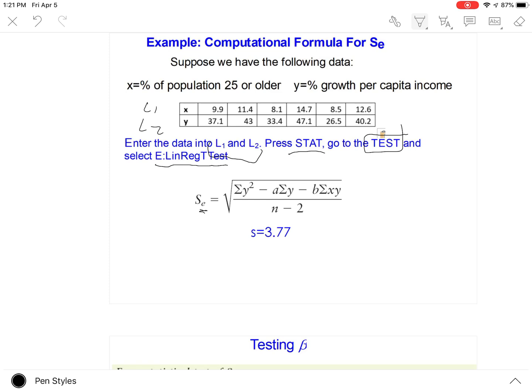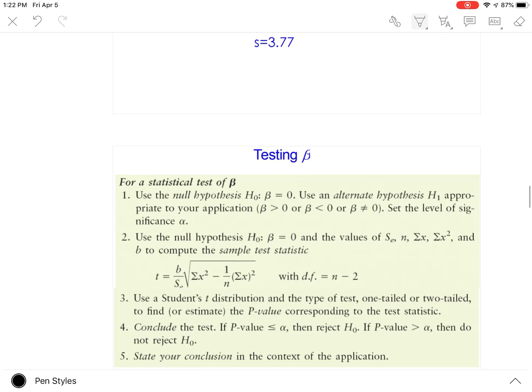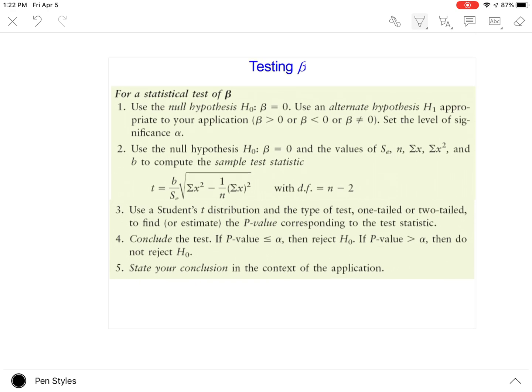Okay, so if I went a little fast on how to type that, just pause it, type those things in, run through it, and make sure you get that standard error of 3.77. Because that standard error is actually a number that is in the formula for testing B, or slope. Now, correlation and slope are kind of related to each other, but they're not exactly the same number.